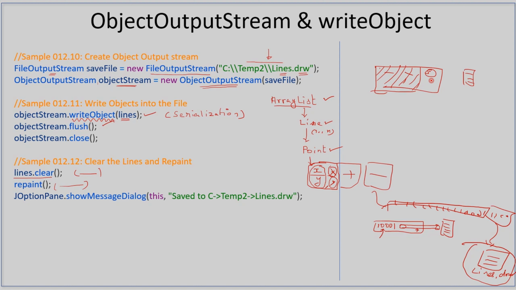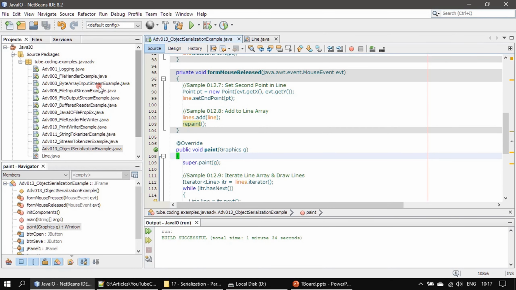Now you can close the application, and later you can reopen and read the content, and you will be seeing all these 3 lines. That's all here. Now we will go ahead and implement the save button click. Now it's demo time. So here is our IDE.